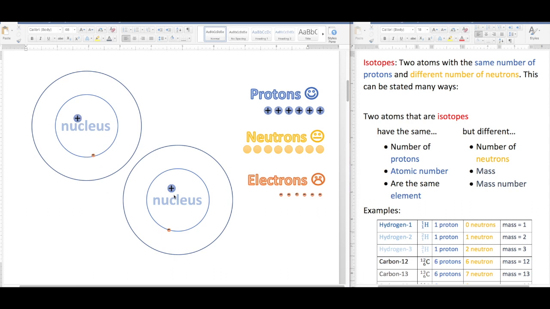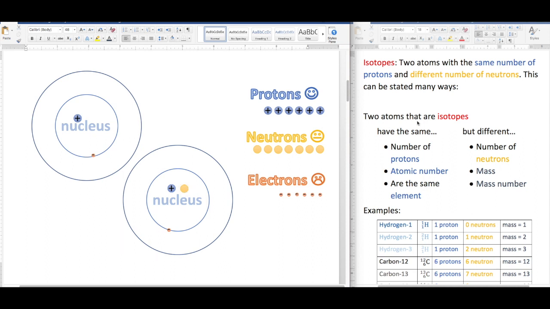And I've got the same number of protons. One proton makes it hydrogen, because hydrogen's atomic number is 1, and that means one proton, and hydrogen always has one proton, and that's what makes it hydrogen. But it can still be hydrogen with different numbers of neutrons. So the two most common variations of hydrogen have either 0 or 1 neutron. And so that is depicted here.